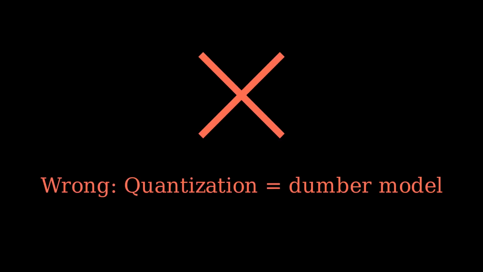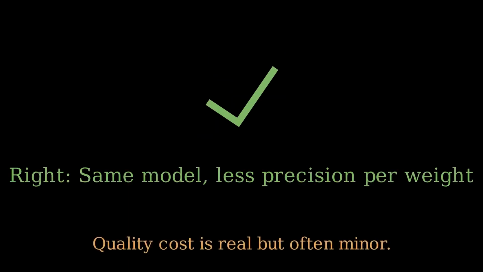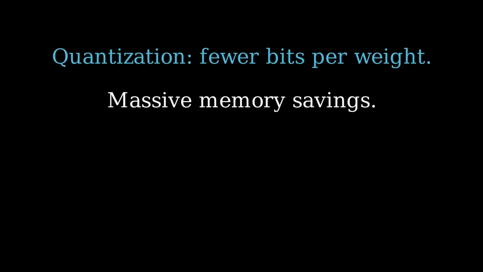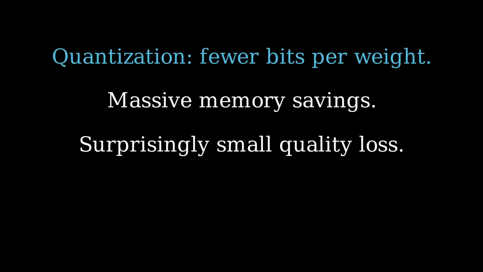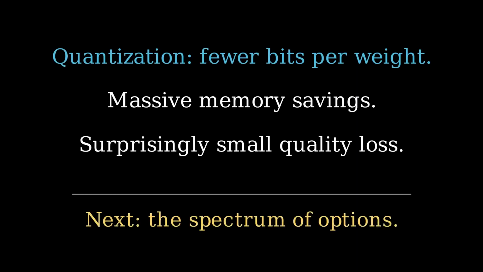The common misconception, quantization makes the model dumber. Wrong. It's the same model. Each weight is stored with less precision. The quality cost is real, but often minor. That surprises engineers. Quantization, fewer bits per weight, massive memory savings, quality loss smaller than most assume. Next segment, the actual spectrum of precision options.